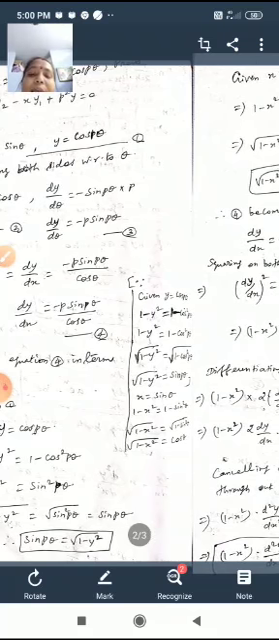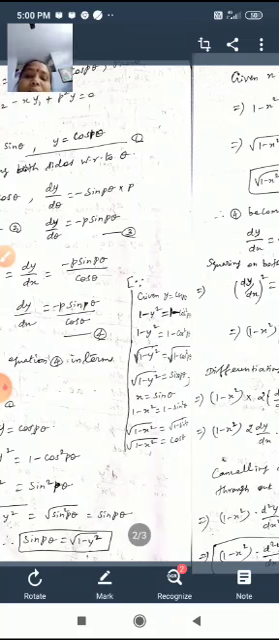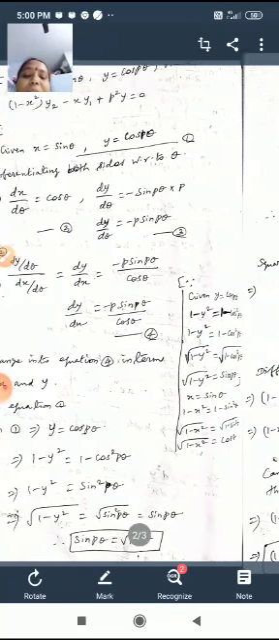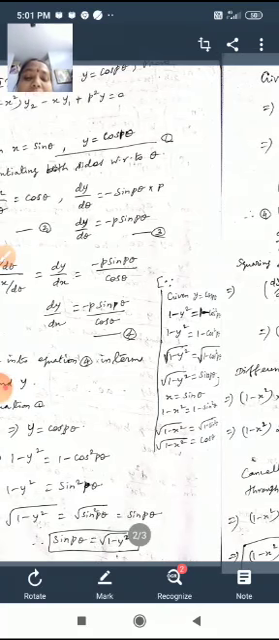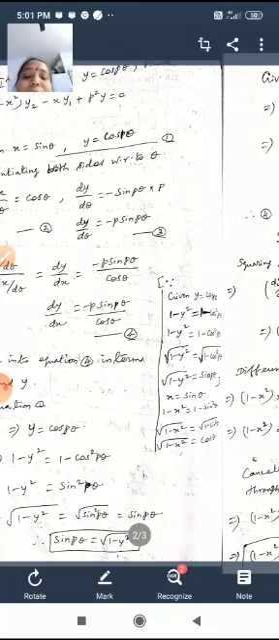We have to see here a rough work. Given y equal to cos p theta, now 1 minus y squared equal to 1 minus cos squared p theta. Again taking the square root on both the sides, root of 1 minus y squared equal to root of 1 minus cos squared p theta. From the formula sin squared theta plus cos squared theta equal to 1, we can get sin p theta.